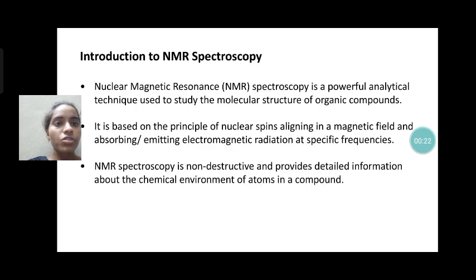Introduction to NMR Spectroscopy. Nuclear magnetic resonance spectroscopy is a powerful analytical technique used to study the molecular structure of organic compounds. It is based on the principle of nuclear spins aligning in a magnetic field and absorbing or emitting electromagnetic radiation at specific frequencies. NMR spectroscopy is non-destructive and provides detailed information about the chemical environment of atoms in a compound.